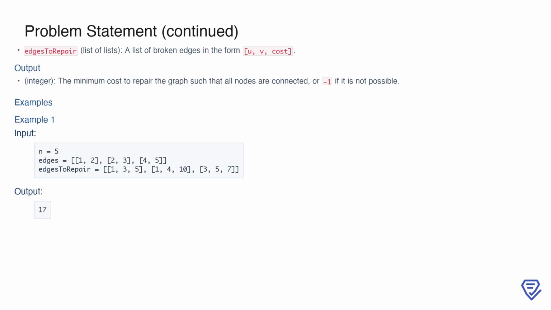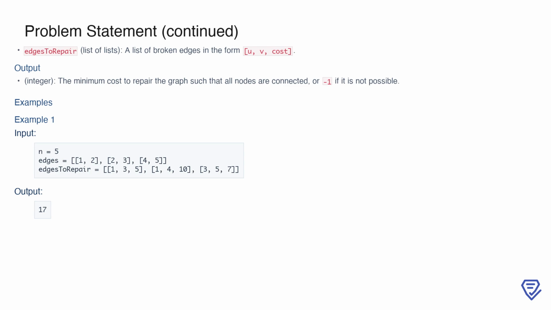To summarize, the input to the problem includes the number of nodes, n, the list of functional edges, and the list of broken edges with their repair costs, edges to repair. The output is a single integer that represents the minimum cost to connect all nodes in the graph. If it's not possible to connect all nodes, the output should be -1. Let's explore some examples to clarify how the solution works.